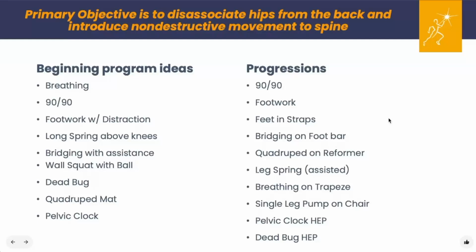Now, footwork without the distraction, feet in straps, on the feet, bridging on the foot bar, getting a little bit more height, quadruped on the reformer, leg springs assisted, breathing on the trapeze table now. So really working on that idea of long legs, rolling up, rolling down, single leg pumps on the chair with that standing disassociation, hopefully a little more core control, and then pelvic clocks for home, dead bugs for home. So that gives you a good idea of these are just samples of hundreds of exercises that we have that could easily be modified in that very early stage to create that positive movement experience.